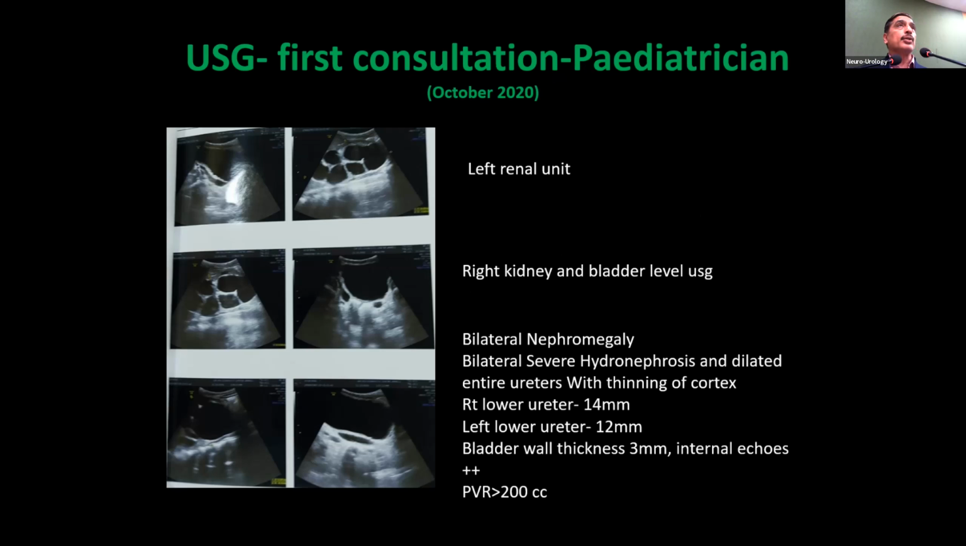So this was the USG, with which the patient came to me. This was done in October 2020. You can see bilateral hydronephrosis very well depicted at the renal level as well as at the bladder level, posterior to the bladder, juxtavesical. You can see dilated ureters and the thin bladder wall, not very thick, but it is definitely a distended bladder.